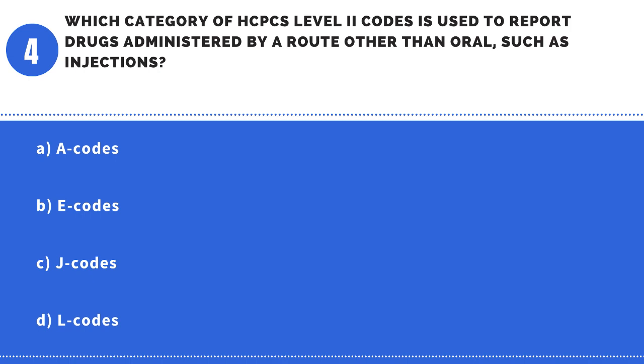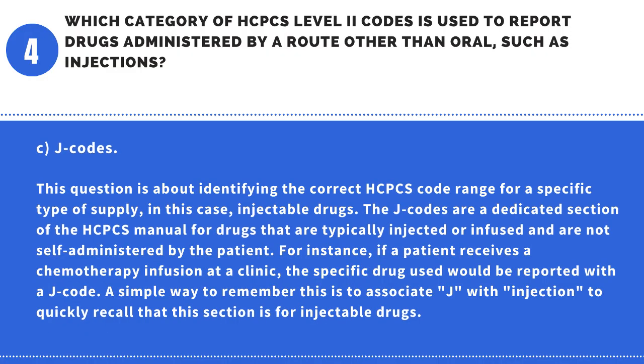Question 4. Which category of HCPCS Level 2 codes is used to report drugs administered by a route other than oral, such as injections? A. A codes. B. E codes. C. J codes. D. L codes. Answer. C. J codes.